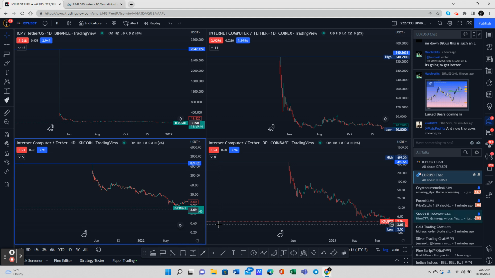ICP still could be a great project. They're doing a lot, great partnerships, but they were the victim of manipulation. It is believed that FTX, Sam Bankman, was involved in an elaborate scheme to artificially pump ICP when it was released, through the futures market, which is derivatives.